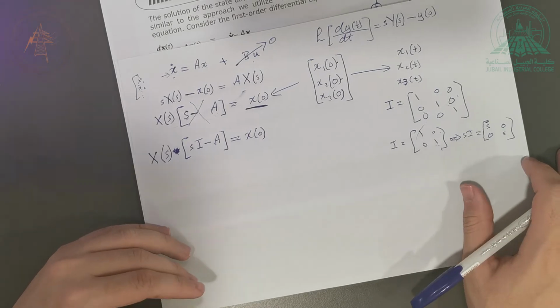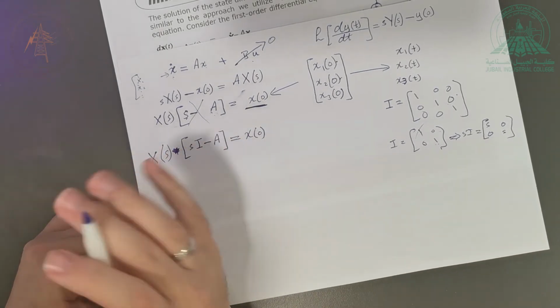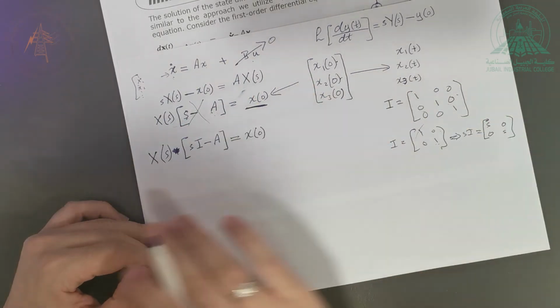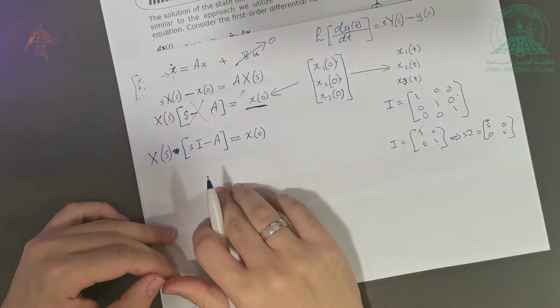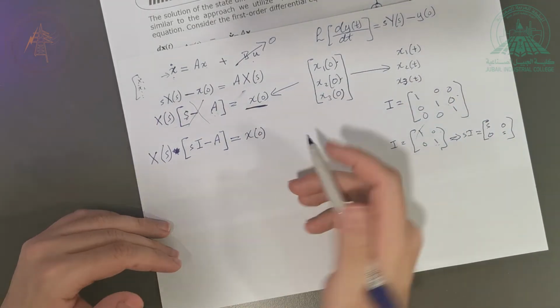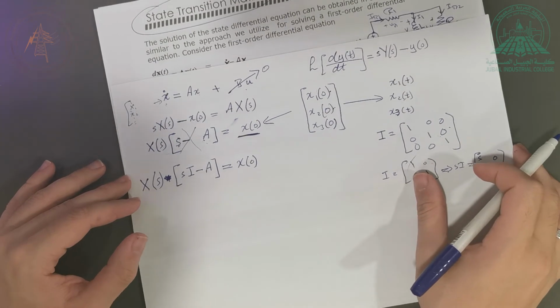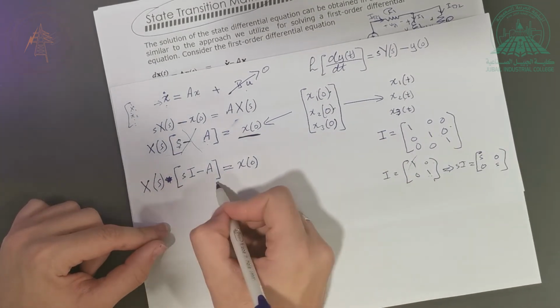Now what do I need to find this? I need to keep x of s on one side, and I will need to move everything else to the other side. So usually if we have a scalar equation like that, how do you do that? We basically divide by this, right?